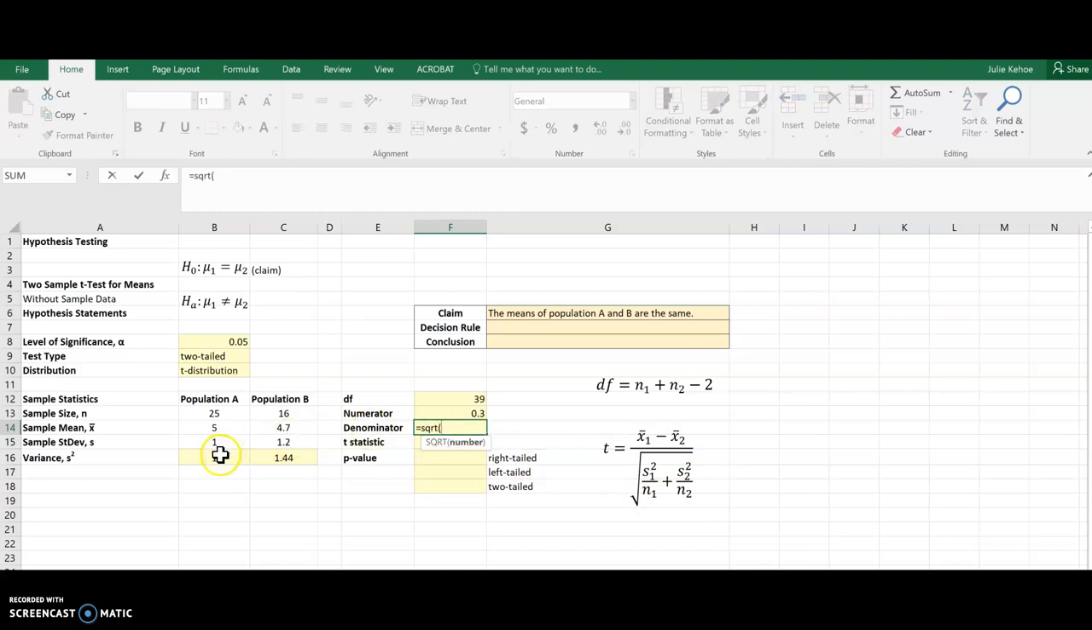And then I need to take the first variance, divide it. Sorry, that was my phone ringing.